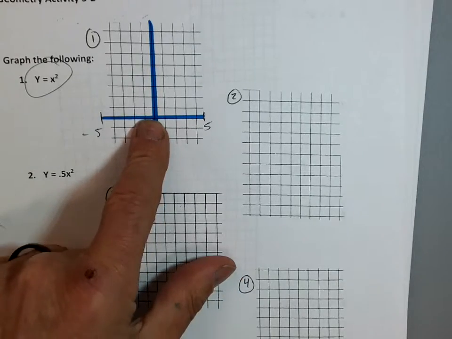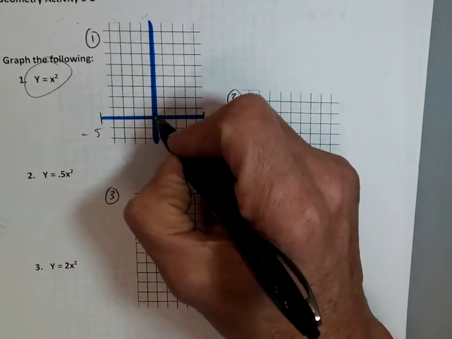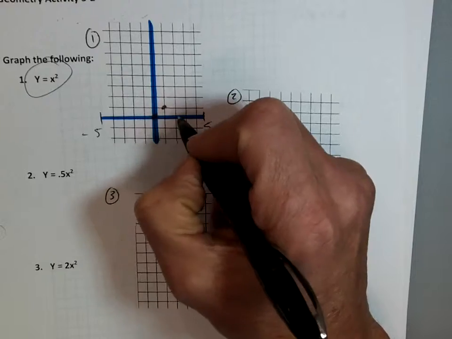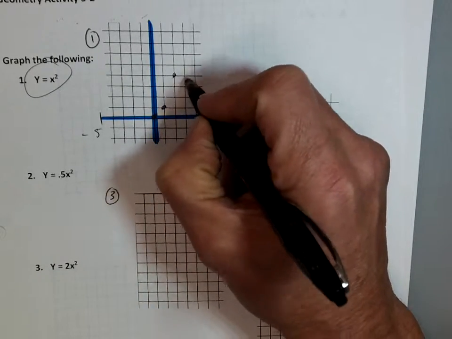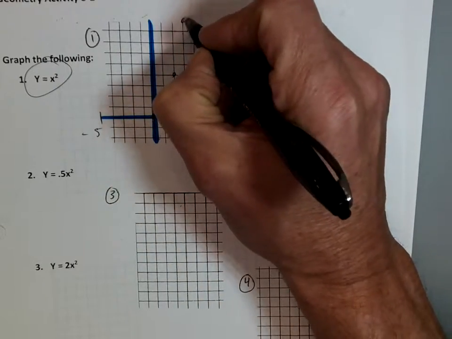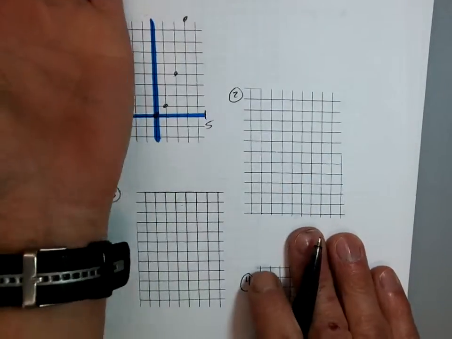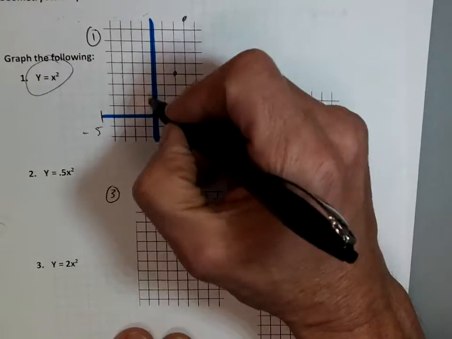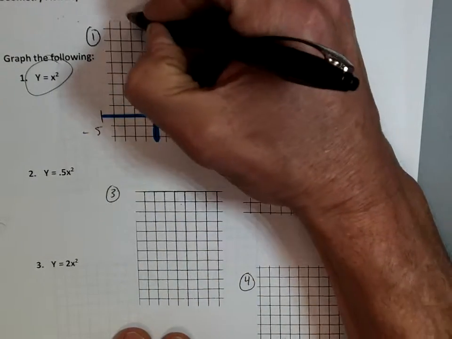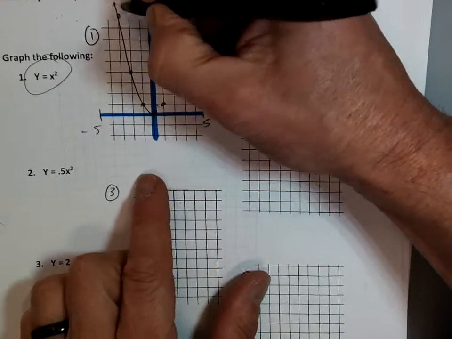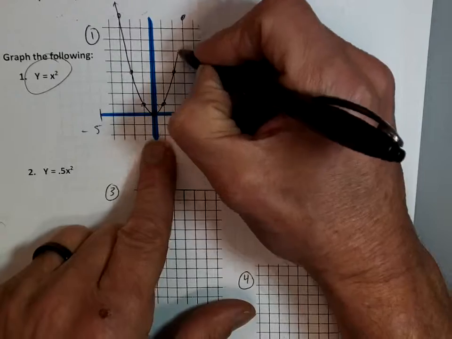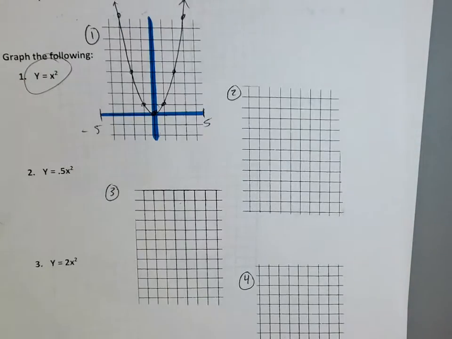Watch how fast it is for me. 0 squared is 0. 1 squared is 1. 2 squared is 4. 3 squared is 9, right? And I know it's symmetrical, so I get the points on the other side of the line of symmetry. And there it is. So the technology can get me that graph, right? However, for me personally, it's a lot faster just to do without the technology, okay?